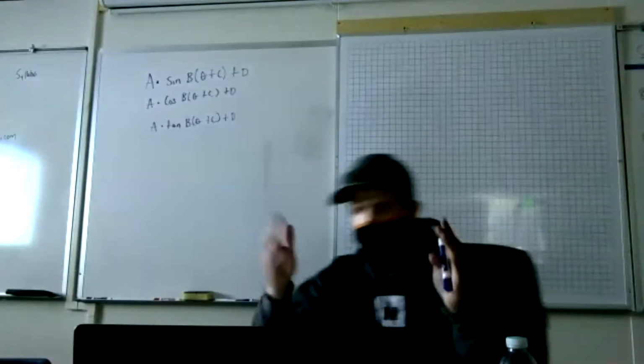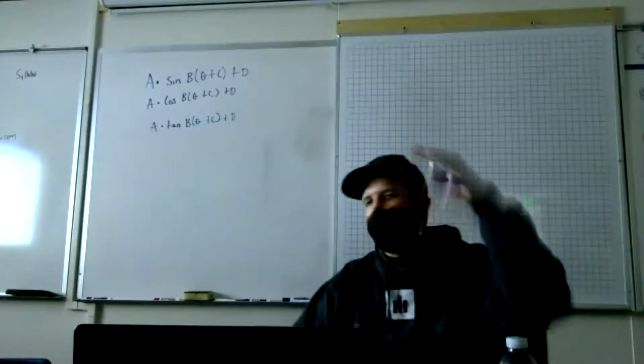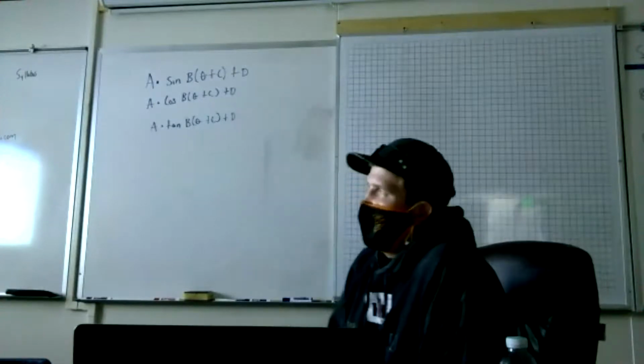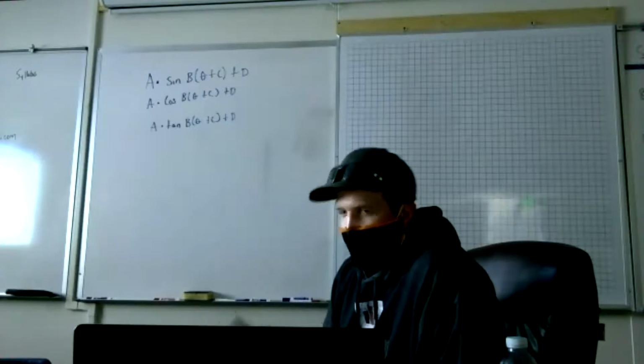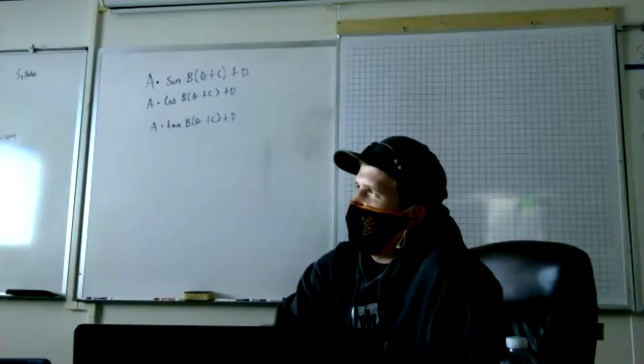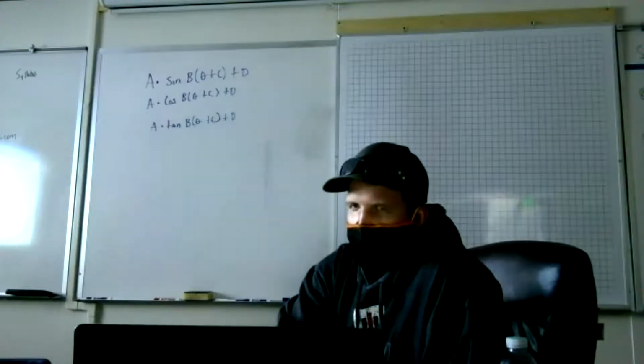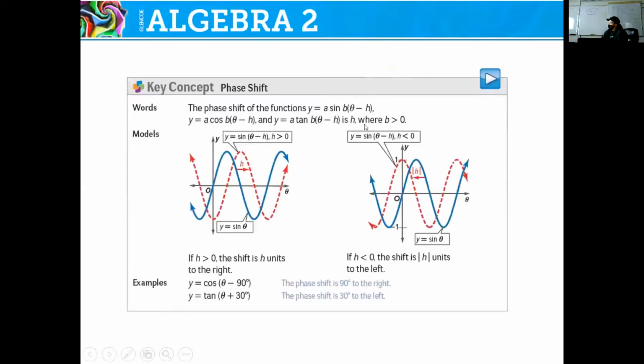Okay, so previously we've adjusted the amplitude and the period of these graphs. Like I said, today we're moving them left to right and up and down. The book gives you a method, but it really isn't the greatest and makes it a little more complex. There's an easier way to do it, but we have to adjust our equations each time. So here's the key concept of the phase shift.